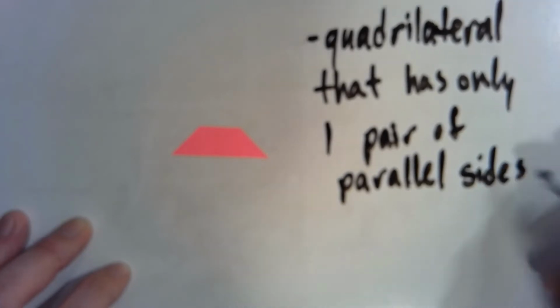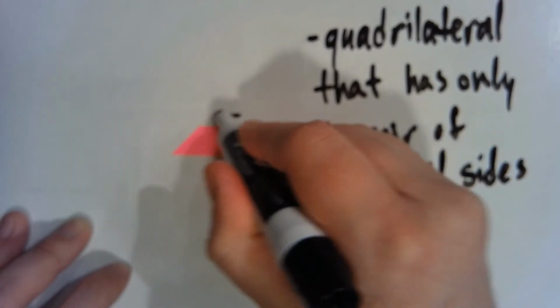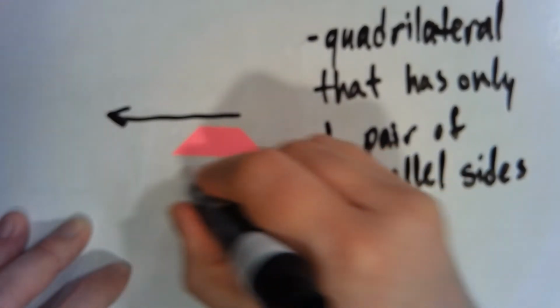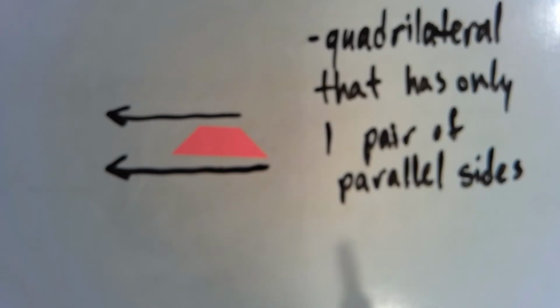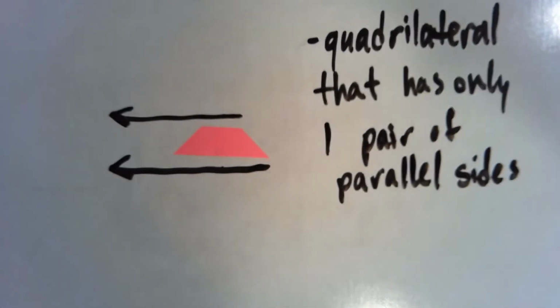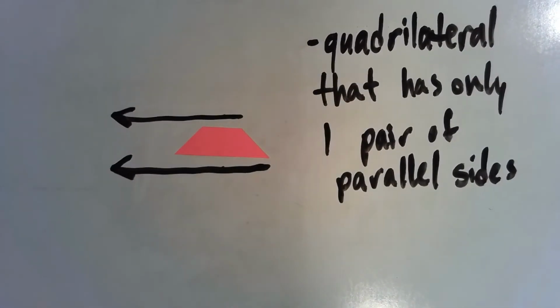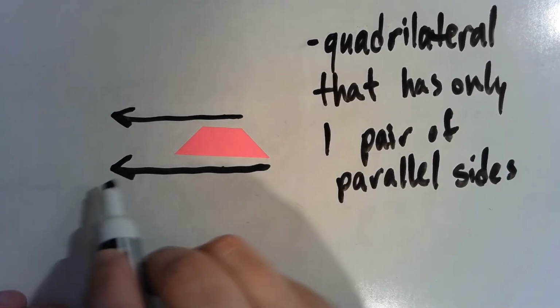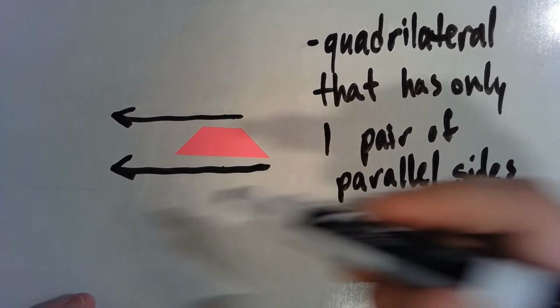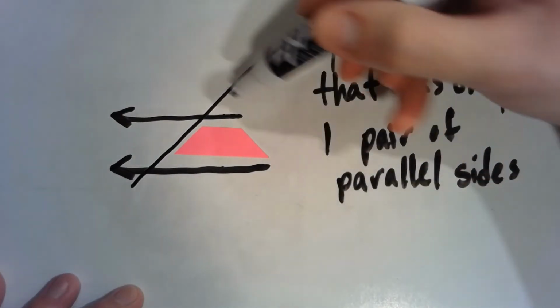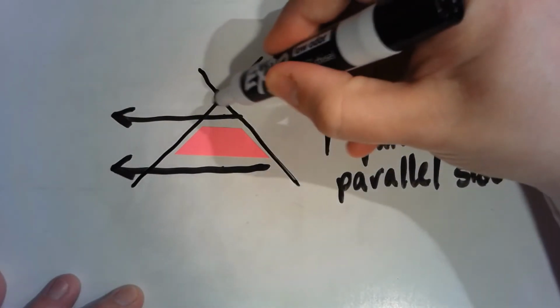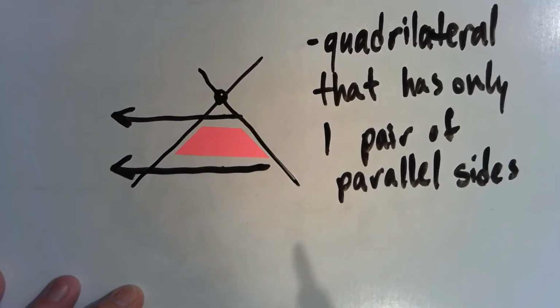So what does that mean? It means that only one of the pairs are parallel. So if you look here, that side and this side, the top and the bottom, are never going to touch. Those two sides will never touch if they never meet. But these sides, we can see that if I were to continue that line and continue this line, they would meet right there. So it only has one pair of parallel sides.